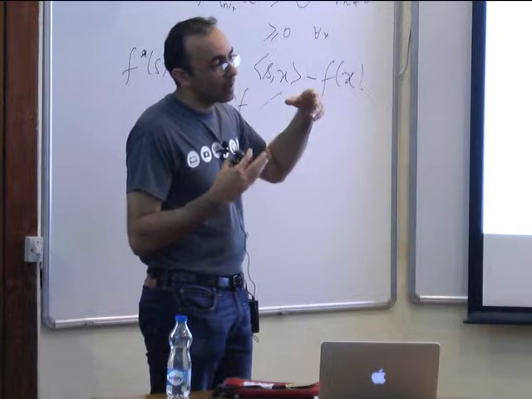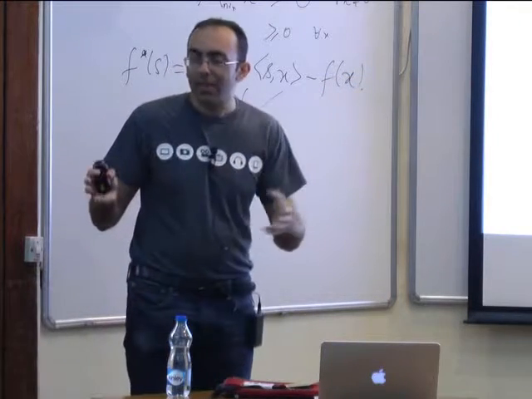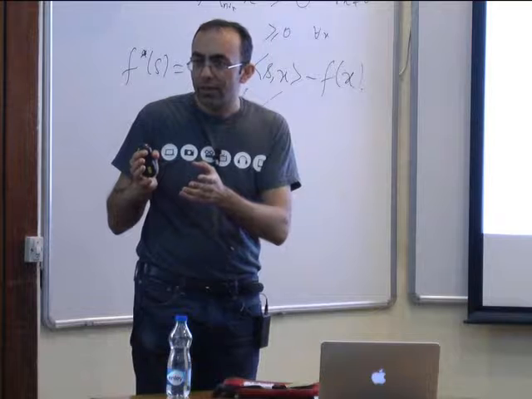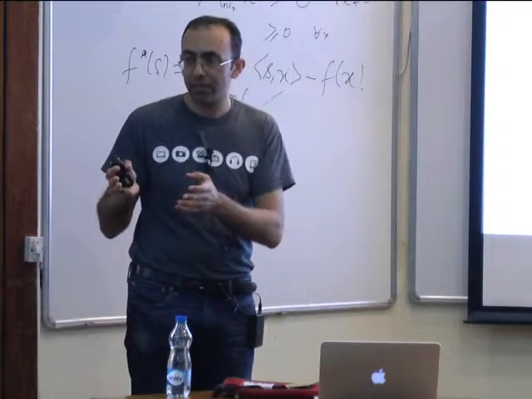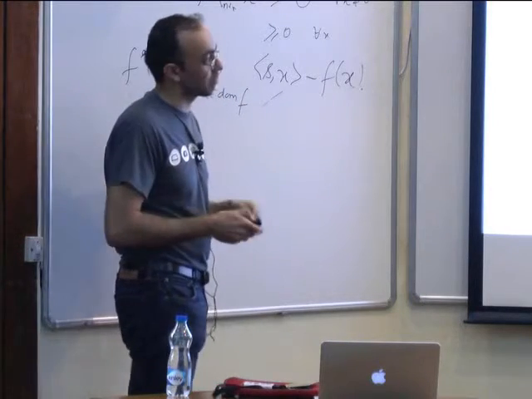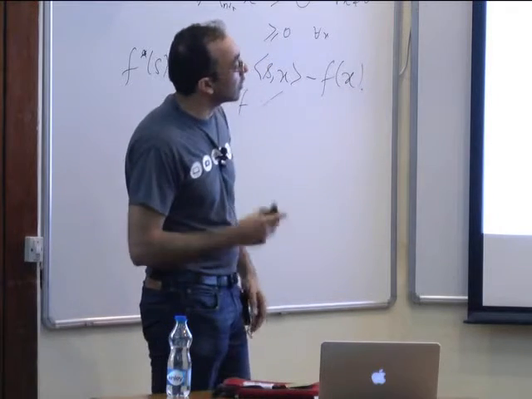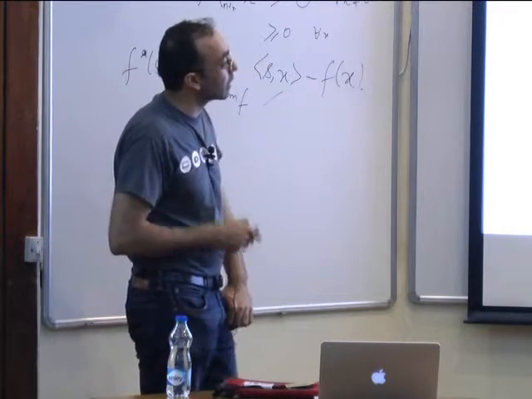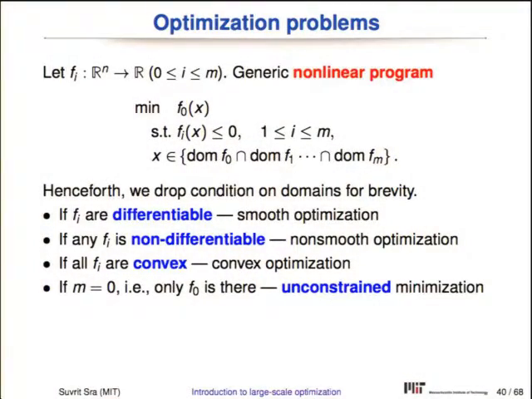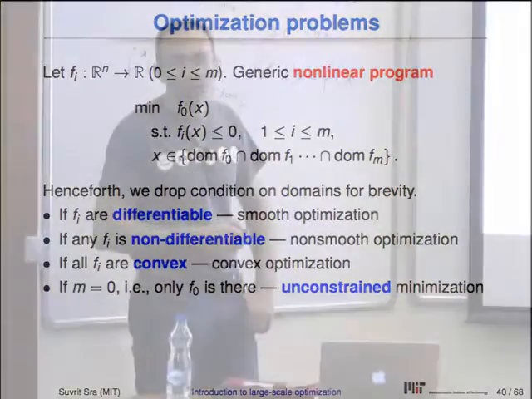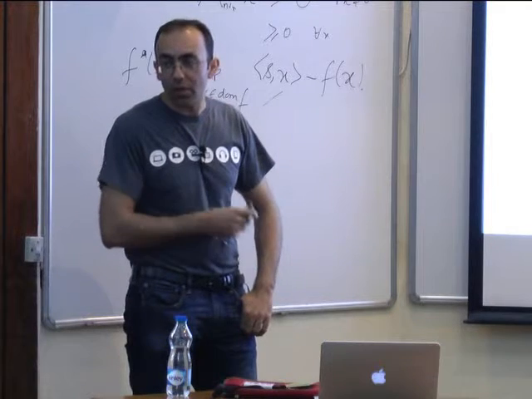Whenever I say domain of a function, I mean the subset of R^n over which my function is finite. That's usually what the domain is. I'll just drop the domains; they are implicitly in there, but they are there. If the f_i are differentiable, then it is called a smooth optimization problem. This is just the nomenclature we are using. If any of these f_i is non-differentiable, then it's called a non-smooth optimization problem.